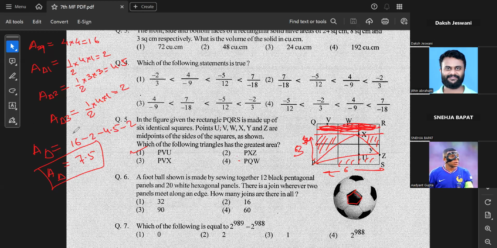What about the middle ones, like the joint between two hexagons?